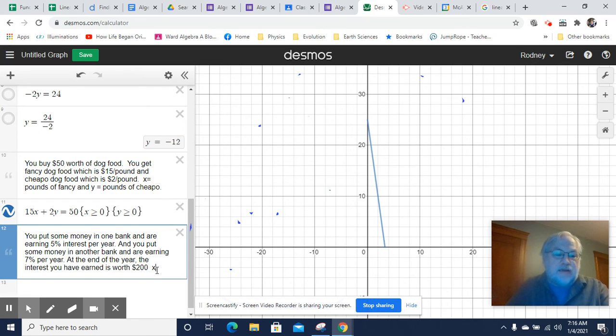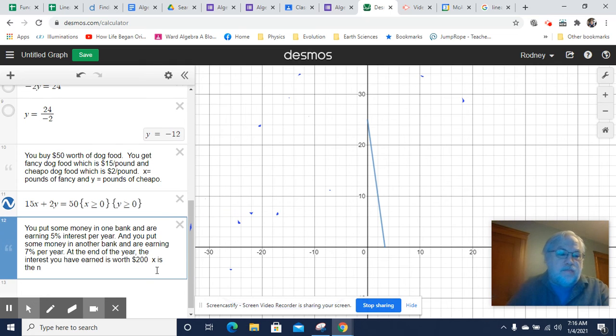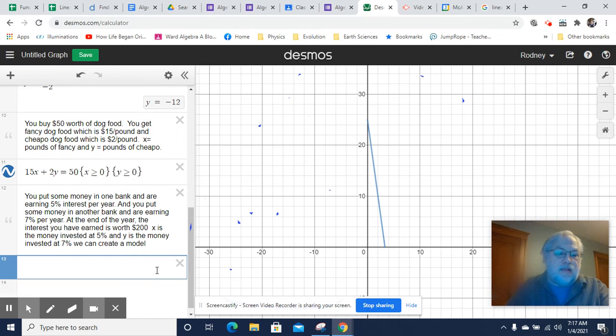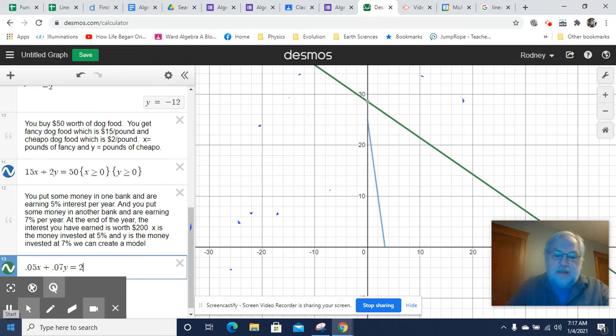So we can actually use those numbers to set up an equation. If we say X is the money invested at 5% and Y is the money invested at 7%, we can create a model. Okay, and here's the model. So it's going to be 0.05x, because that's 0.05 times however much money you put in the first account, plus 0.07, notice these are both rates, times Y. We add those two things up and you get $200.